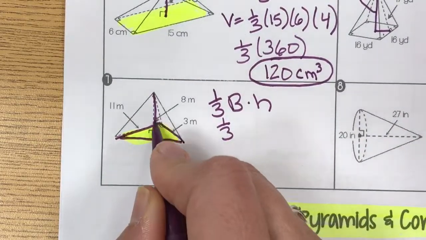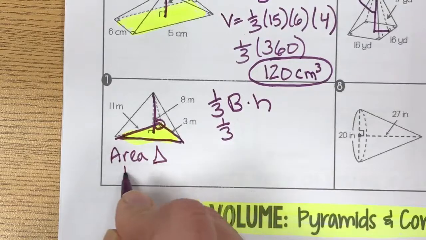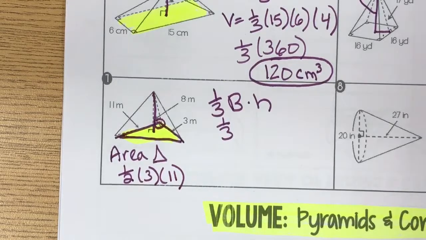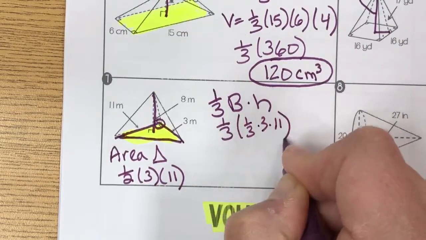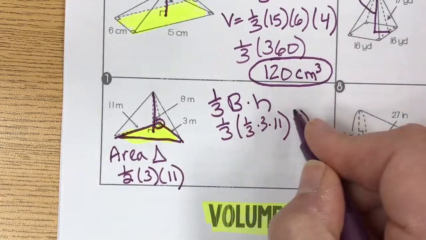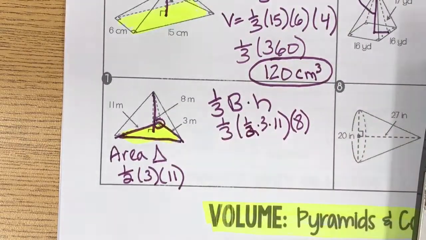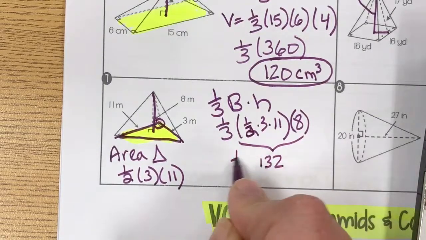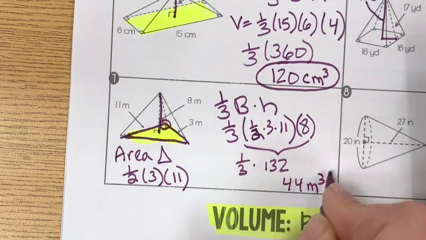And the base and height of the triangle, here's the right angle symbol. So the area of the triangle, we can do it separately over here to make it easier, is half of 3 times 11, because the base and the height of the triangle are 3 and 11. So we're going to have 1/2 times 3 times 11, and then the height of the whole thing is 8. So I'm going to put into my calculator, oops, this should be a 1/2. Thank you for catching that, Elaine. 3 times 11 times 8 divided by 2. So all of this gives us 132. Then we'll do 1/3 of that, and we get 44 meters cubed.